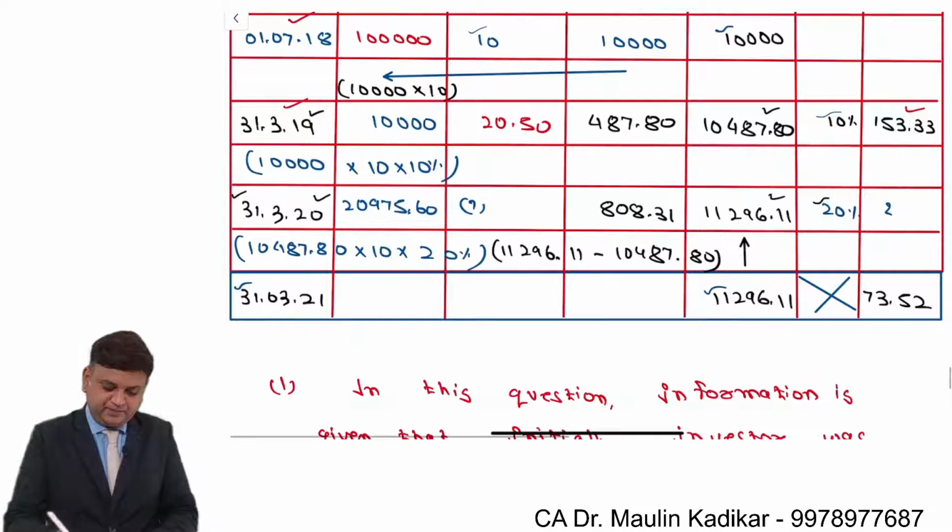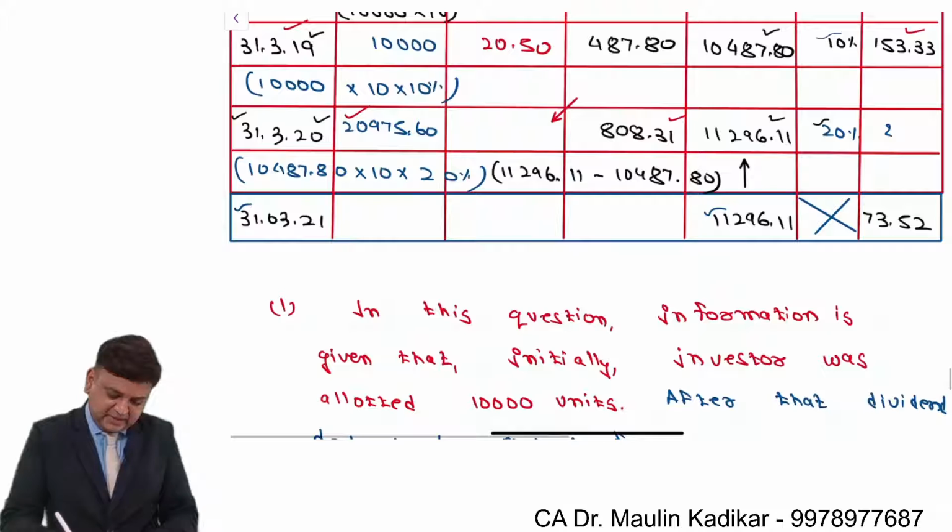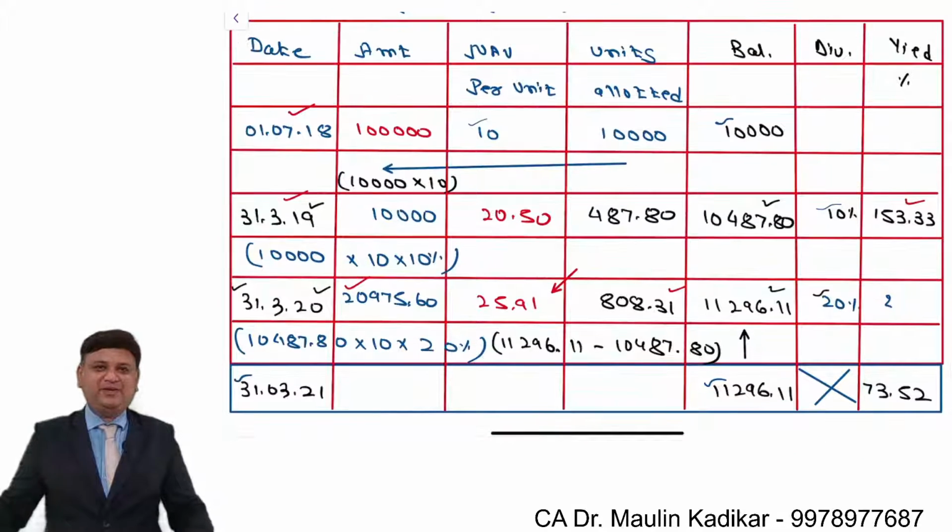Okay. Now finally you can compute the rate, that is the NAV, because this is the dividend amount. Yes. This is the number of units allotted. Yes. So we can make the computation of the NAV per unit. So please use your calculator. 20,975.60 upon 808.31 comes to 25.95. This is the way we are supposed to make the computation of the NAV per unit.